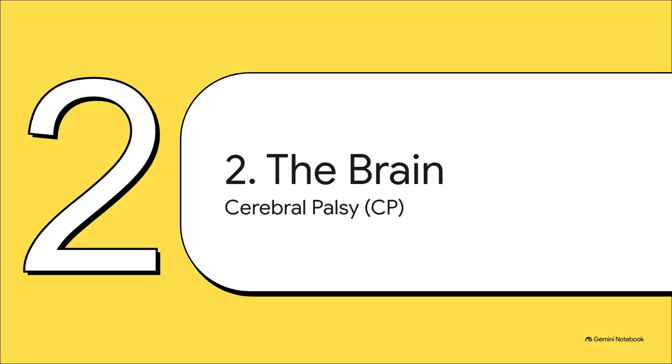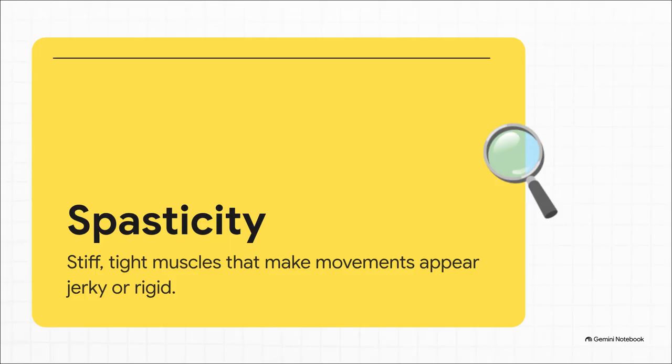Moving on to Section 2. Station 1 on our physical map, the brain, and specifically cerebral palsy or CP. So when damage happens to the brain's motor region early in life, it basically disrupts that very first handoff in our relay race. That's cerebral palsy. Now, the most common presentation here is spasticity. We're talking about stiff, tight muscles that make movements look jerky or rigid.